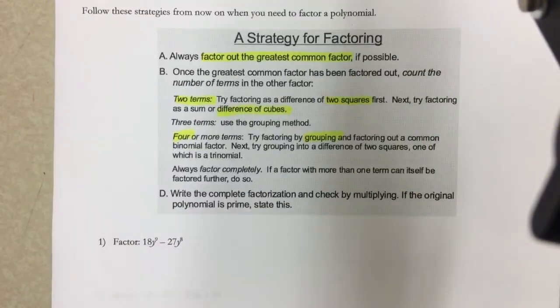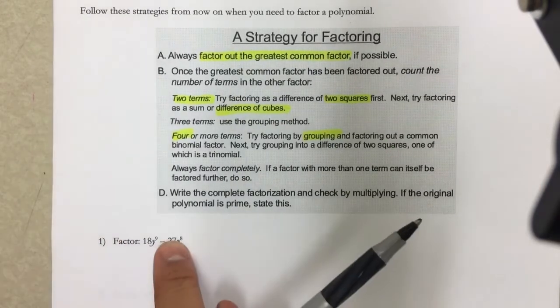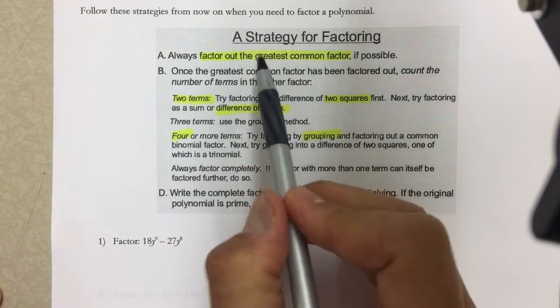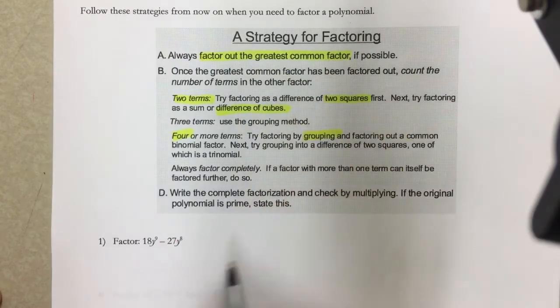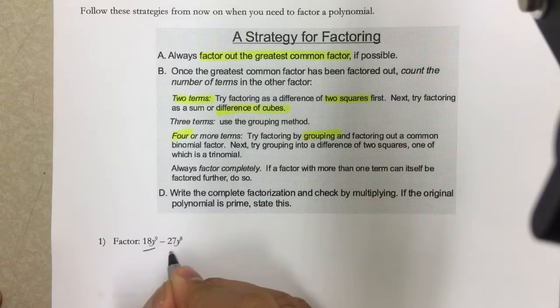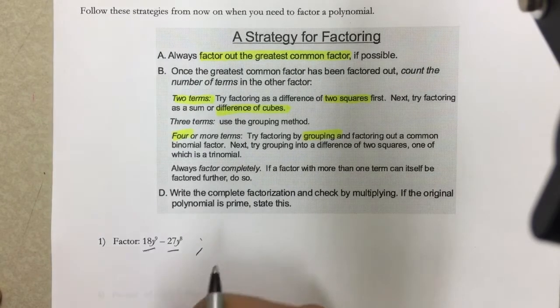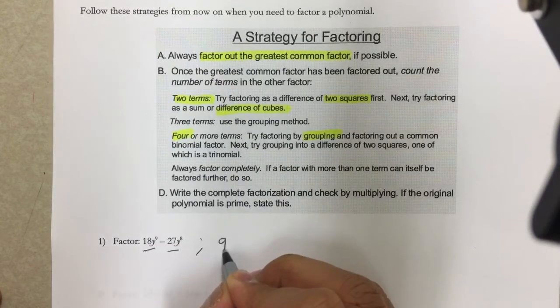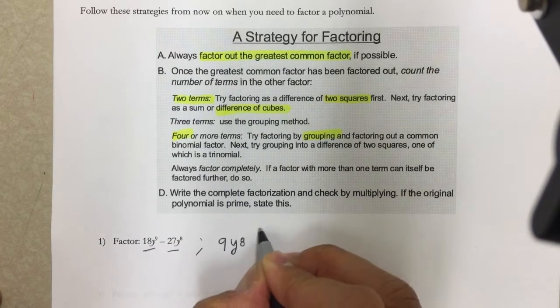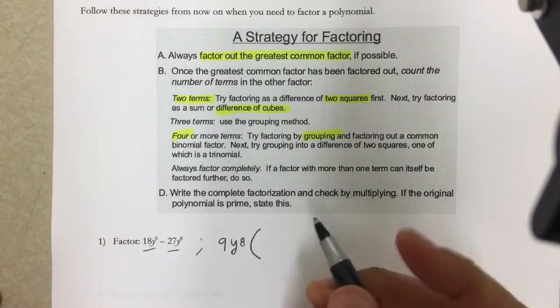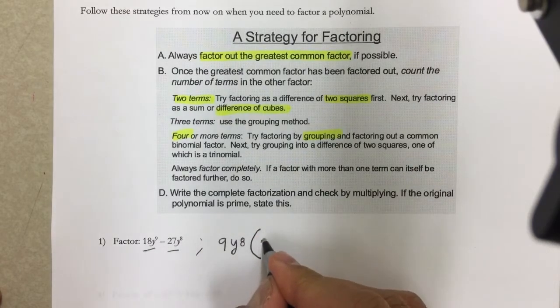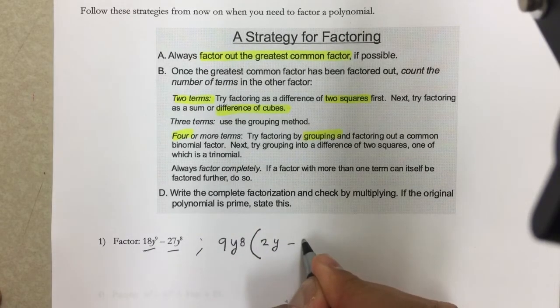Alright, so let me walk you through the first problem applying all these steps. I encounter my first problem. The first thing I do is I try to see if they have any greatest common factor. So between the first term and the second term, I noticed that they have a 9 in common, and they also have 8 y's in common. So I will then pull out 9y to the 8. This left me with 2y minus 3 inside.